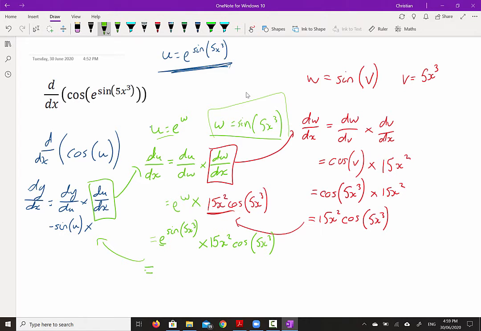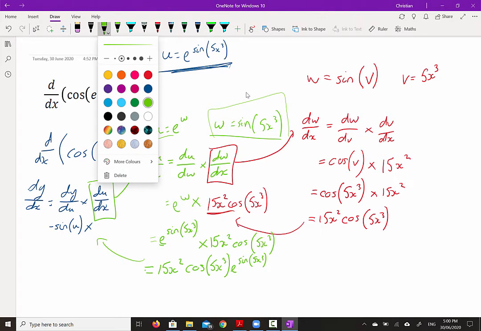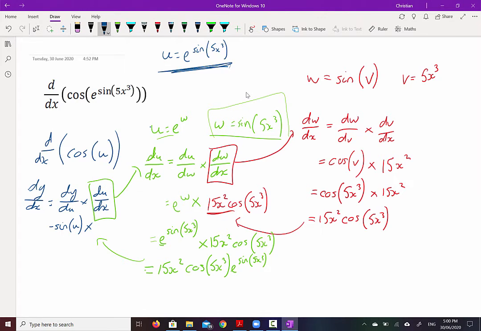So I'm going to rewrite it as 15x squared cos 5x cubed e^(sine 5x cubed). And then finally, now that I've got all of my pieces lined up, I can go back and actually put this back into the place and make sure that everything fits together. So now I can fill in this blank space, which is the derivative of u in terms of x, which is what we were looking for all along.